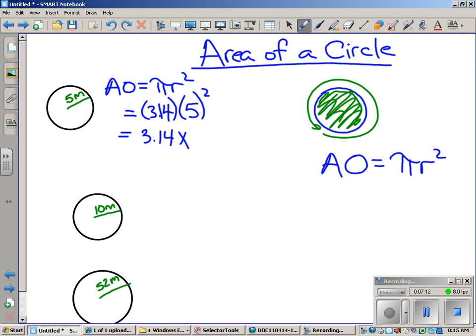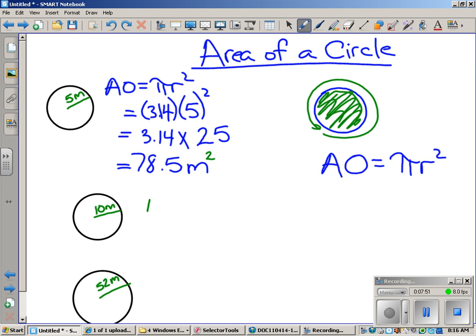Remember, don't do 5 times 2, that is not 10. 5 squared is 5 times 5, and that's 25. Now you do 3.14 times 25, and your answer is 78.5 meters. Now because we are doing area and we want to denote an area answer, we put a squared symbol over top of our unit, which was meters. So whenever you have an area answer, you have to put squared on top of whatever unit you're using. All right, we're going to do a few more questions.